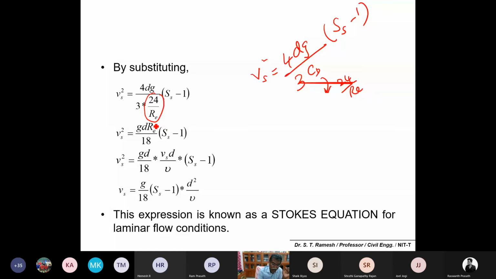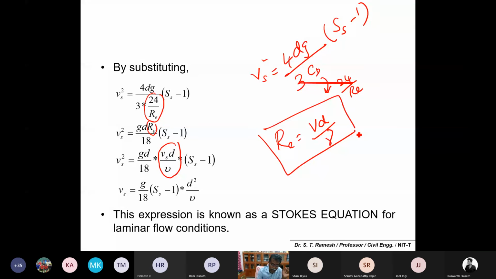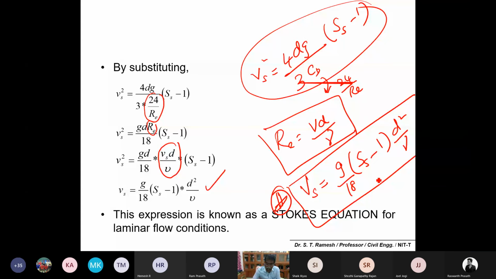Once you substitute CD as well as Re in this basic equation and simplify, you get the settling velocity of the particle as Vs equals g by 18 into Ss minus 1 into d square by nu. This equation is called the Stokes equation. Please remember it is valid only when the Reynolds number is less than 1, that is, for laminar flow conditions.